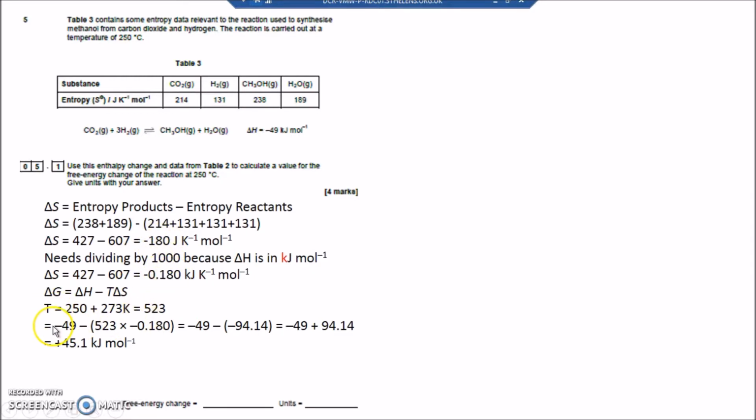So let's do a quick recap. My delta G is delta H, which is minus 49, take away temperature in Kelvin, 523, multiplied by delta S, and I've got it in kilojoules per Kelvin per mole to match the kilojoules of the delta H. And that is minus 49, take away minus 94.14. A minus and minus is a plus, so minus 49, add 94.14, it's 45.1 kilojoules per mole.